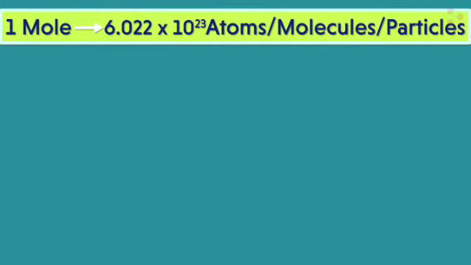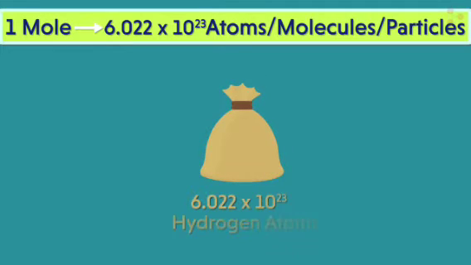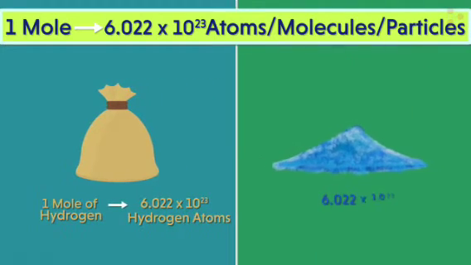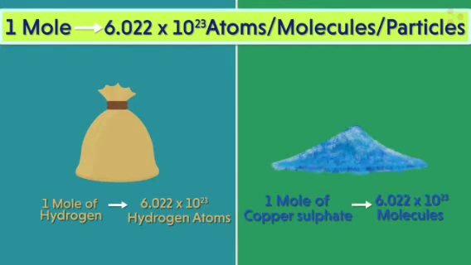Well, that's the simplest way to understand it. That means if we take, for example, a bag containing 6.022 times 10 raised to 23 hydrogen atoms, then can we say it's 1 mole of hydrogen? Yes, that's right. Similarly, 6.022 times 10 raised to 23 molecules of any compound like copper sulfate is 1 mole of copper sulfate. Simple, isn't it?